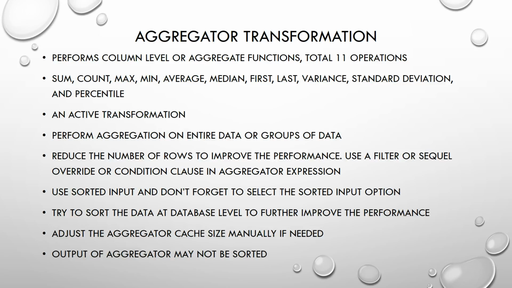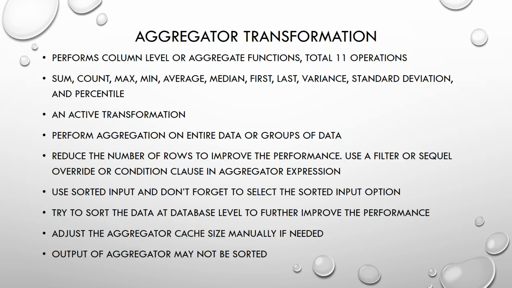First of all, the aggregator transformation performs aggregate calculations, also known as column-level operations. In total there are 11 operations which an aggregator can perform. These are sum, count, max, min, average, median, first, last, variance, standard deviation, and percentile. You can perform aggregation either on entire data or groups of data using the group by action.